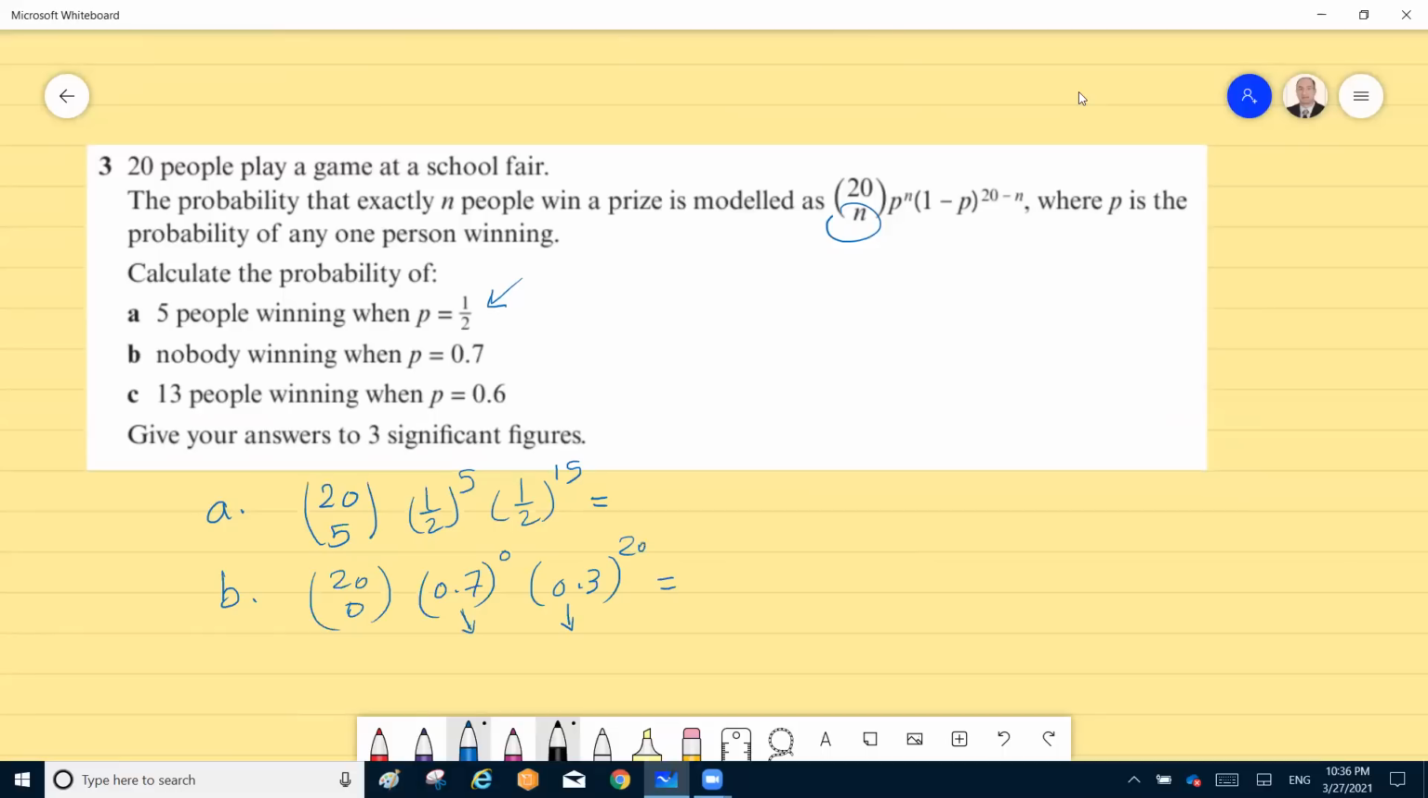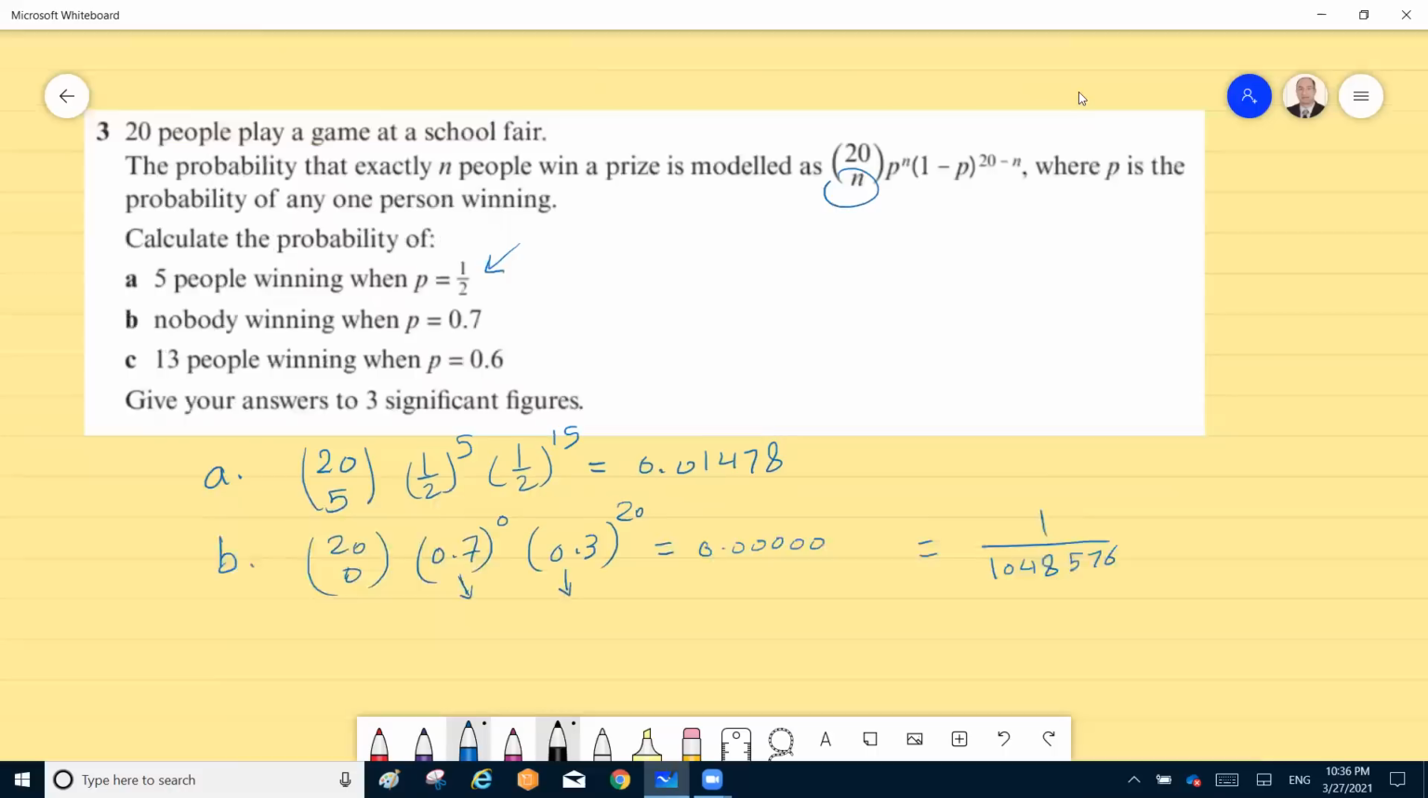The first probability is 0.01478, like this, and the second one is a very small number, 0.0 and many zeros. I have the value in a fractional form, 1 over a million and 48,000, 576.